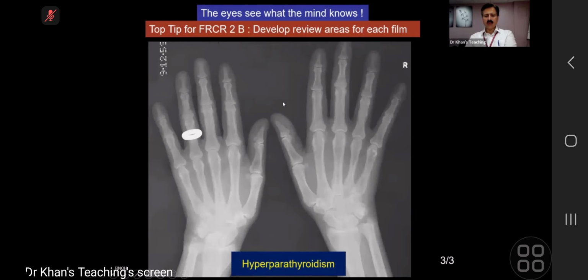But the take-home point is that for each and every film in your exam, you have to develop review areas, and your eyes should be searching for specific abnormality. This formula is very important for rapid reporting also, and for viva films also. You start looking at joints, you start looking at specific things. The eye sees what the mind knows. So that is critical. Well done.